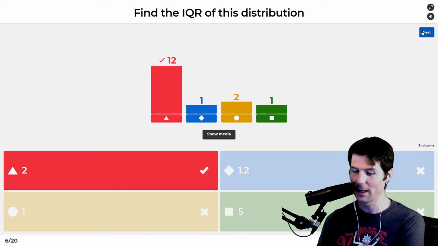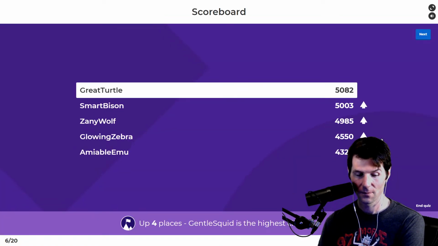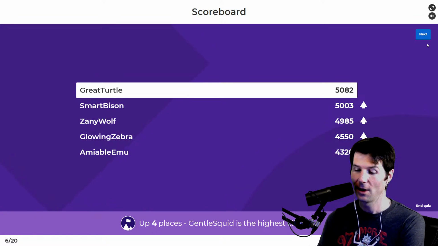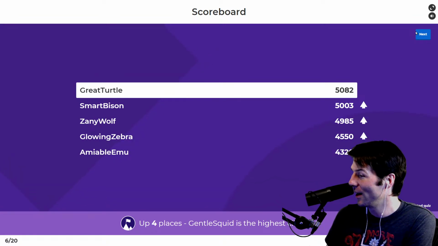Andrew trying to trick us right there. Here we go. Who's in the lead? I don't know. Smart Bison just jumping up right there, right on the back of Great Turtle. Let's find out. Bison versus Turtle.